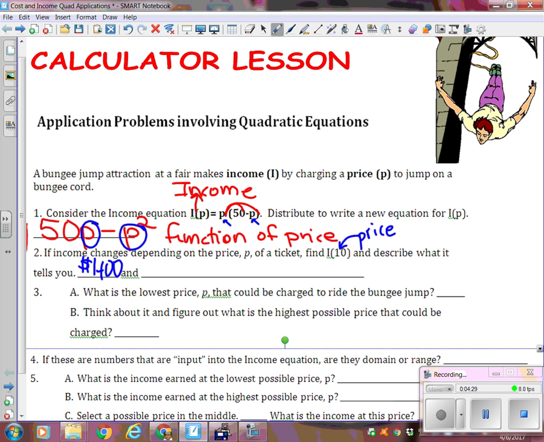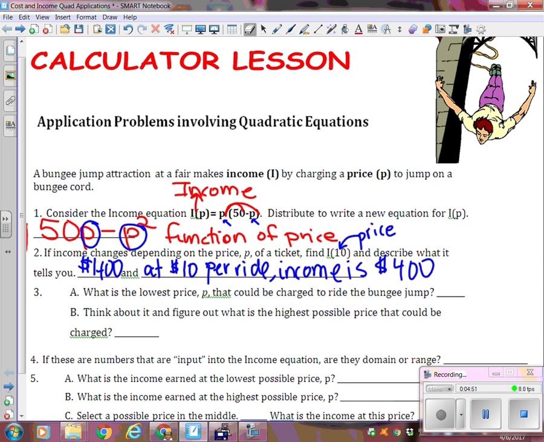Now, describe what it tells me. At $10 per ride, income is $400. That's what it explains to me. That's what it tells me. And that looks like a sloppy 400. But having the video means everybody's going to be able to help fill their notes in. What is the lowest price that could be charged?